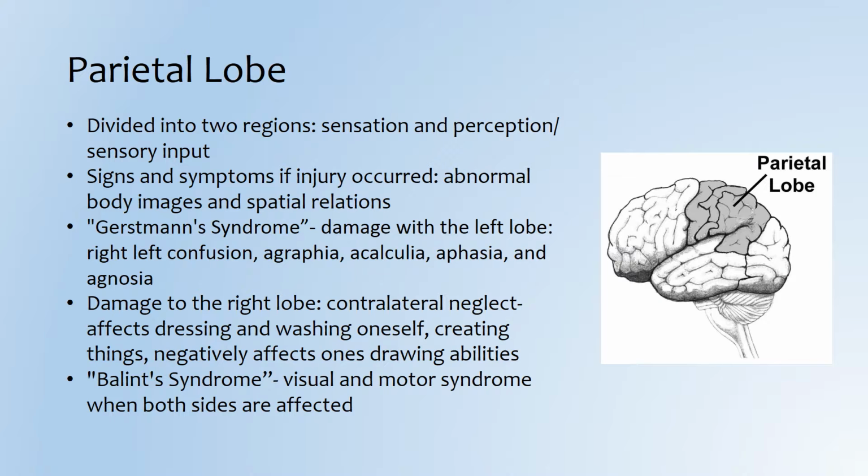The parietal lobe is located, as you can see, at the top middle part of the brain, and it can be divided into two regions: the sensation and perception that come from cognition, and sensory input that mostly has to do with vision. Coordinating the world around us with spatial coordination also has to do with this. Gerstmann syndrome is damage to the left lobe, and it causes right and left confusion.